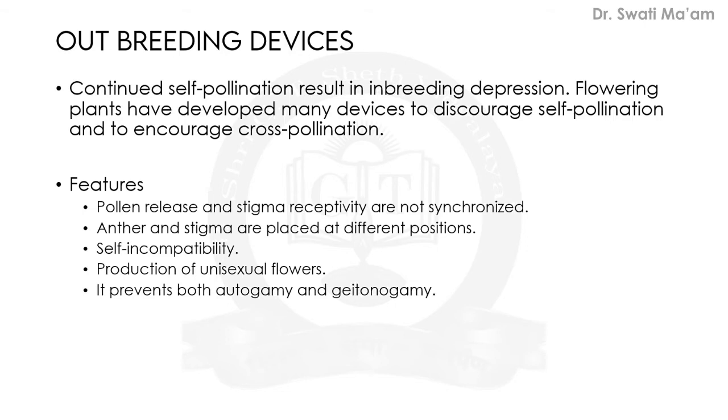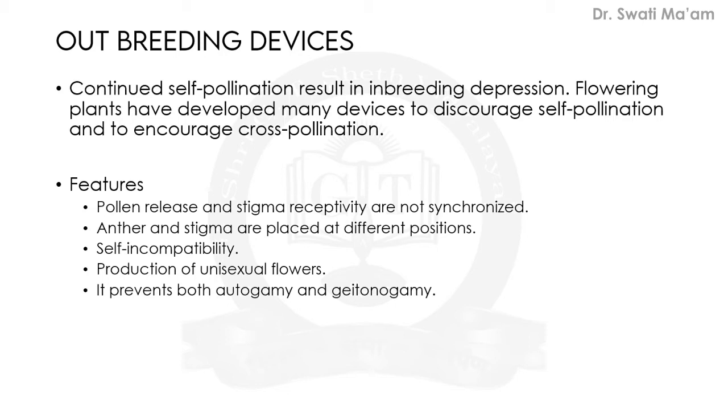So this is our aim: how plants discourage self-pollination and encourage cross-pollination. This we have to keep in our mind. Certain features are there which are preferred for encouraging cross-pollination. What are they? Let us discuss.